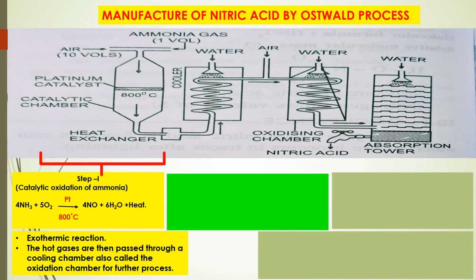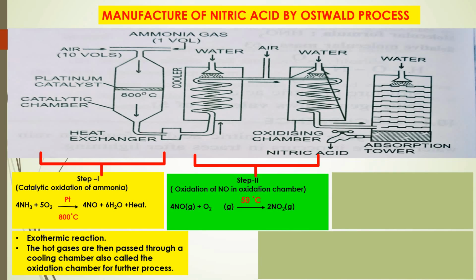Let us now see the second stage of reaction. Now in the second step, we do the oxidation of nitric oxide in the oxidation chamber. So this is the oxidation chamber. So in this oxidation process, the nitric oxide, which is produced in the first step, is further oxidized at around 50 degrees Celsius to produce nitrogen dioxide gas.